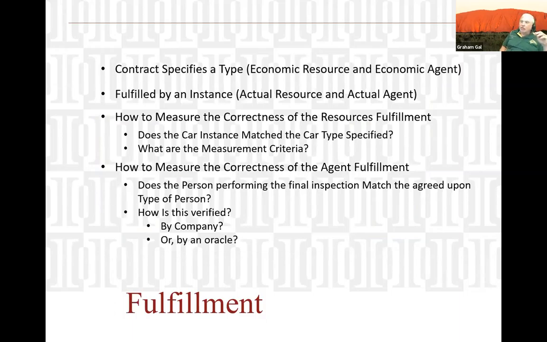When we write a contract, we specify a type that is a type of resource. So I don't say I want that particular car, and I don't say I want that particular person building the car. I say that I want a car with these specifications and an agent with these credentials. And the contract is fulfilled with instances. So there's an actual car, there's an actual person that does the final inspection. And we want to be able to measure and define in the software the correctness of this fulfillment.